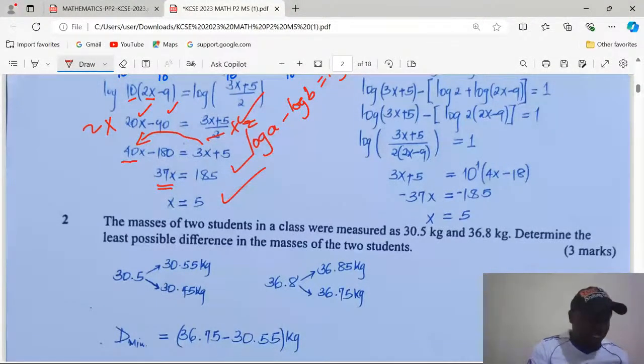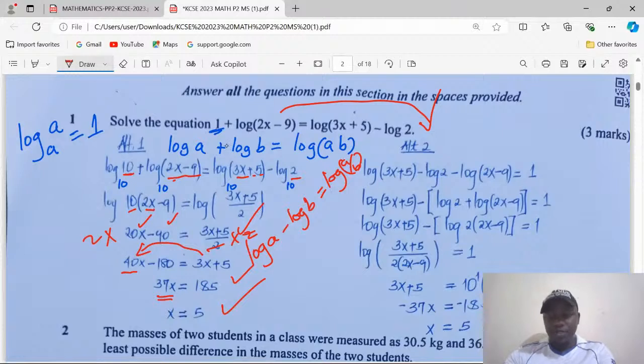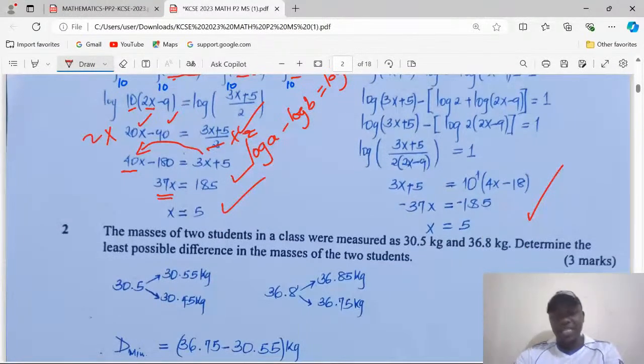Yeah, there can be several approaches to that. Just as you can see, the log of 2x minus 9 at this side will exactly be the same. So we don't even have to complicate the question.